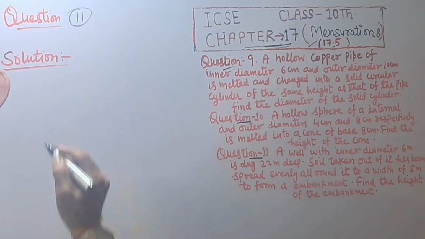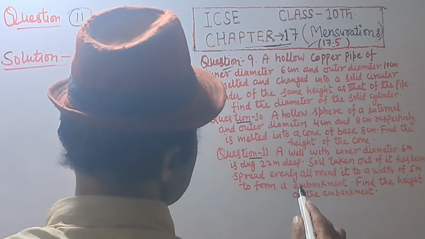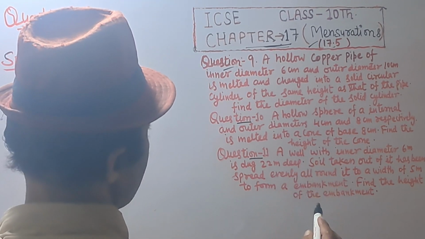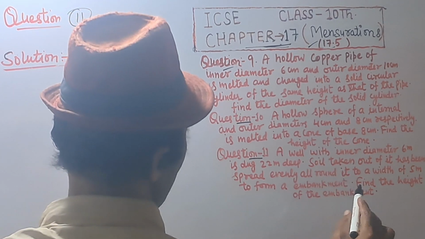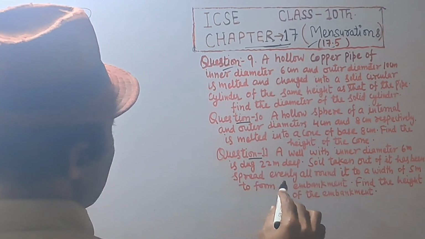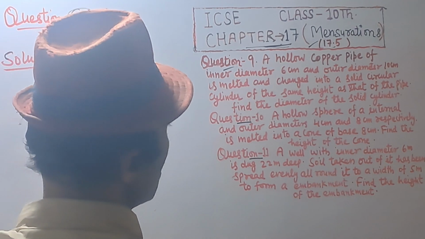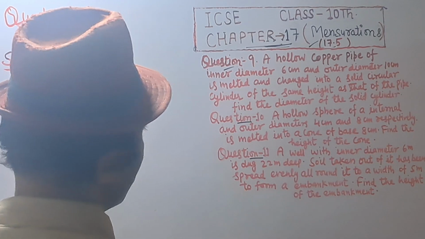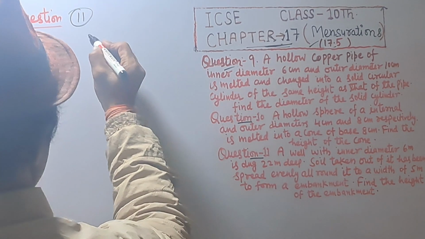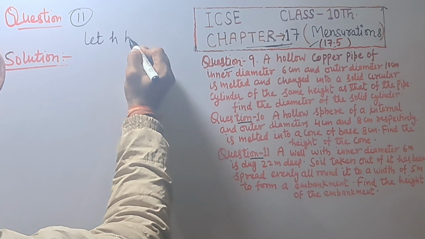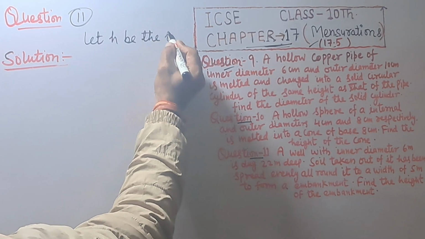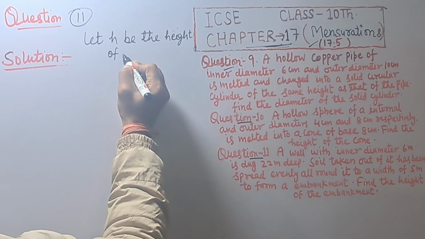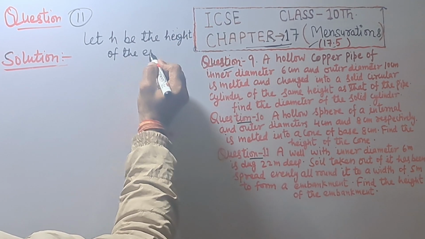Question number 11. A well with inner diameter 6 meter is dug 22 meter deep. Soil taken out of it has been spread evenly all round it to a width of 5 meter to form an embankment. Find the height of the embankment. Let h be the height of the embankment.